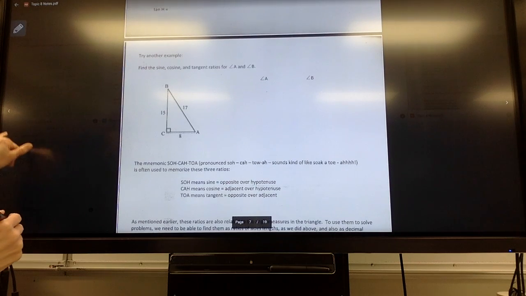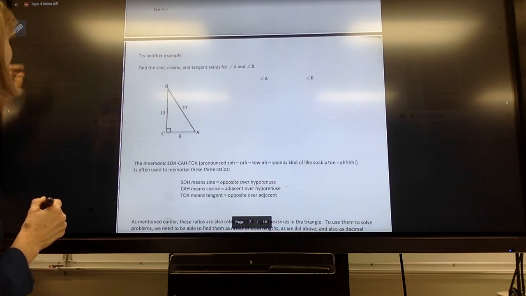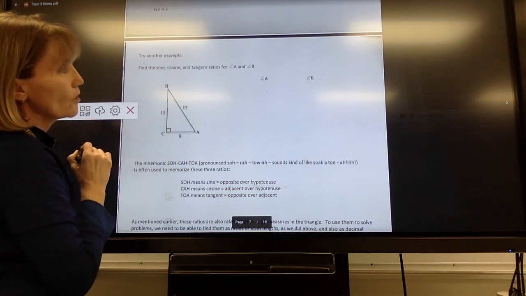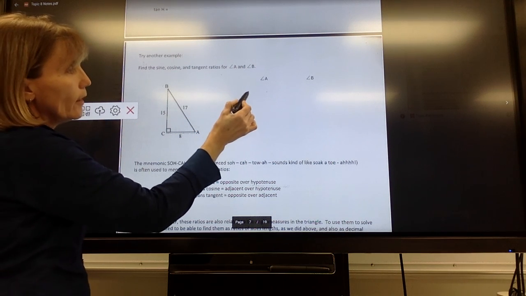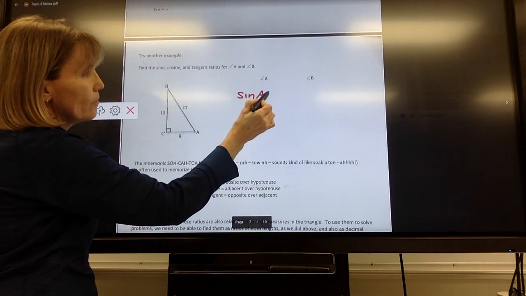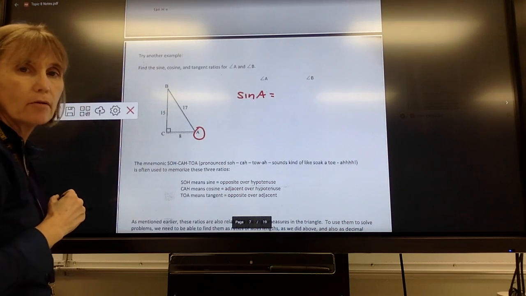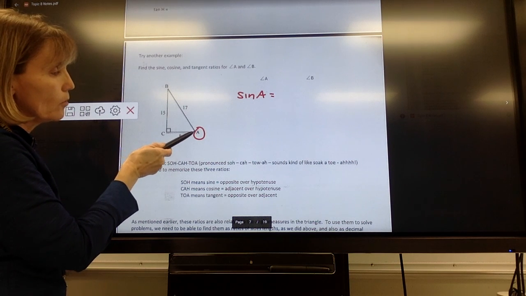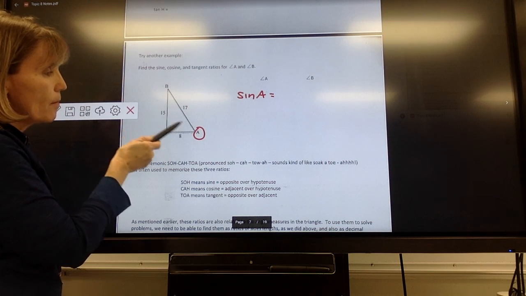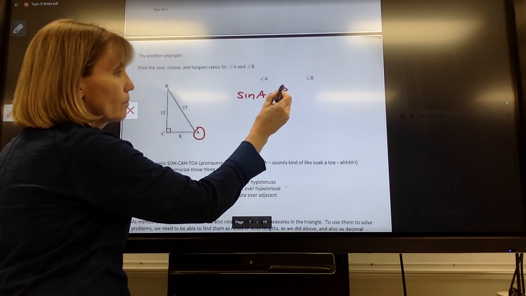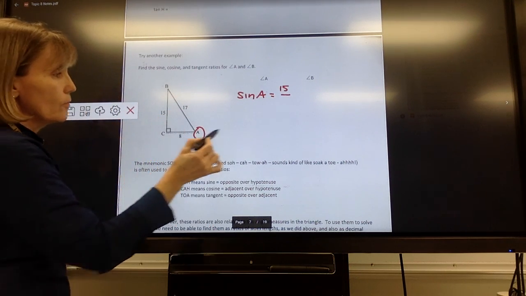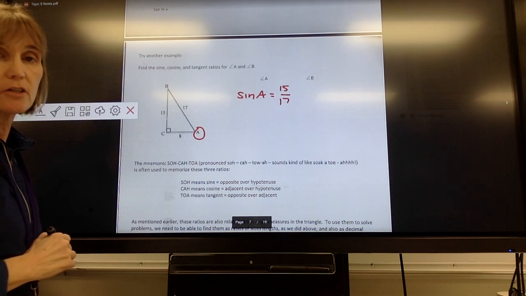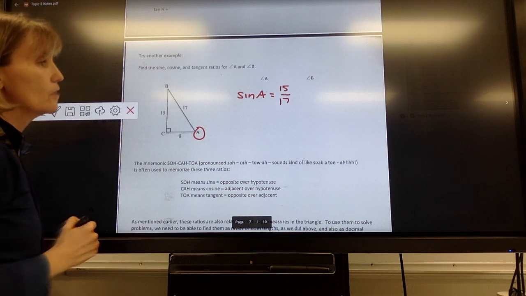Okay, here's another example that we can work with. It says find the sine, cosine, and tangent ratios for A and B. For angle A, the sine of A, you want to circle A. That's where angle A is. Sine is opposite over hypotenuse. From angle A, I'm going to look at the opposite leg, which would be 15. And the hypotenuse of the triangle is 17. So I'd use the fraction 15 over 17. That fraction doesn't reduce. They don't have a common factor, so we just leave it 15 over 17.